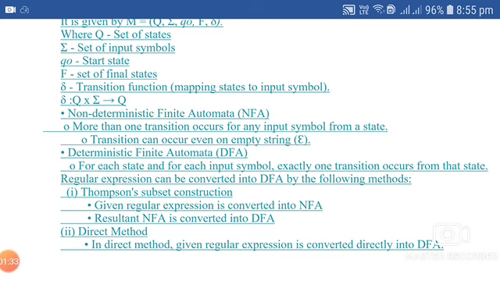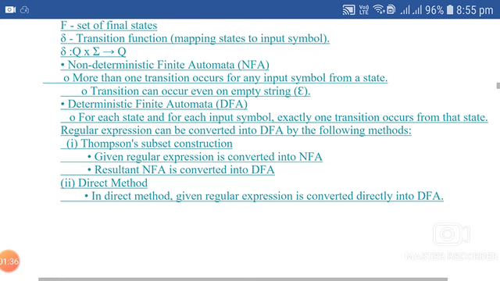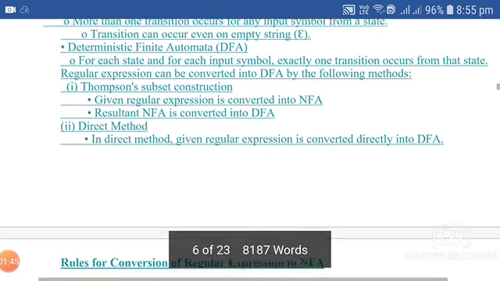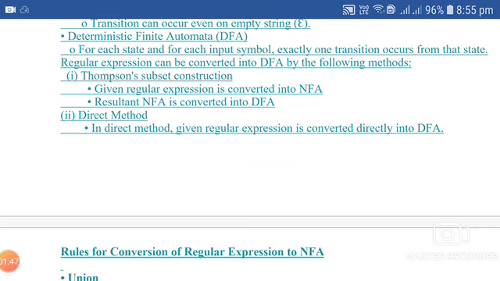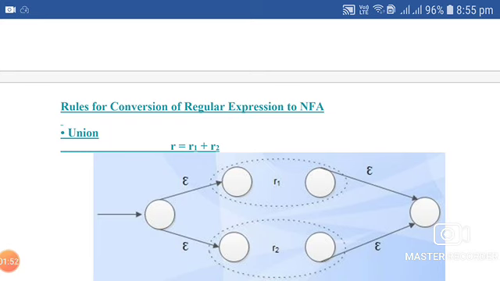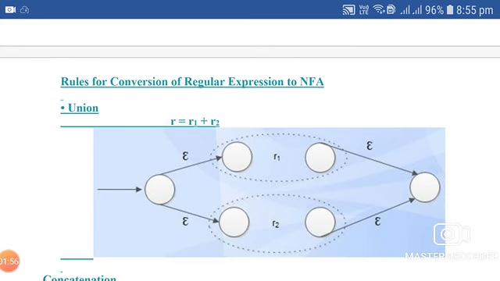A regular expression can be converted into a DFA by the following methods. Thompson's subset construction: the given regular expression is converted into an NFA, and the resultant NFA is converted into a DFA. Direct method: the given regular expression is converted directly into a DFA. So, rules for conversion of regular expressions to NFA. Here we are given a variety of diagrams. The first one is for union, where R equals R1 plus R2. The diagram shows what is happening there.